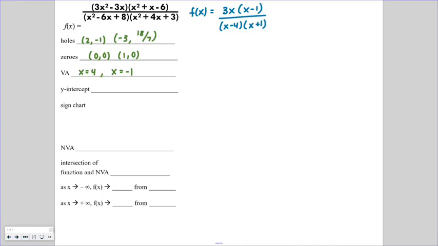So I've put in the holes, zeros, and vertical asymptotes that we just found on the last slide, and I've also included the simplified function in the top in blue. So the next piece is the y-intercept. Remember, the y-intercept we find when x is 0, so just plug 0 back in, and we actually have it as a 0 as well, 0, 0. When x is 0, y is 0 here.